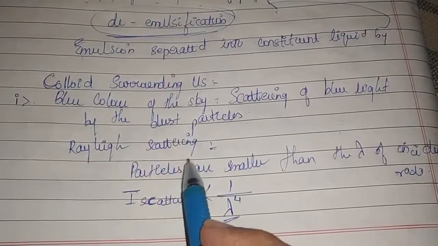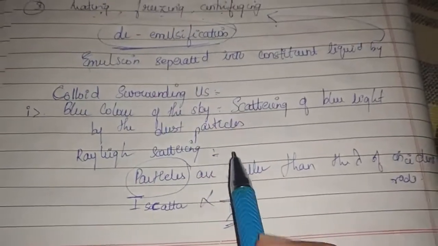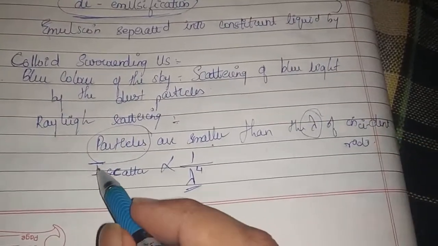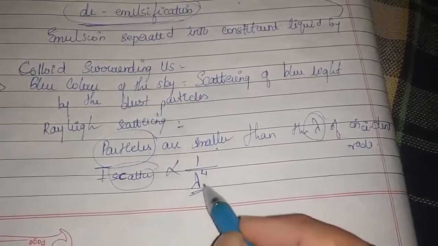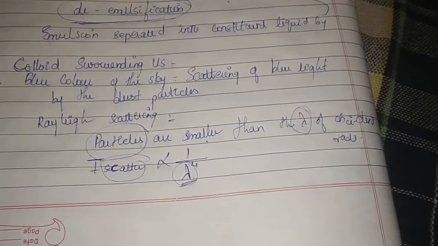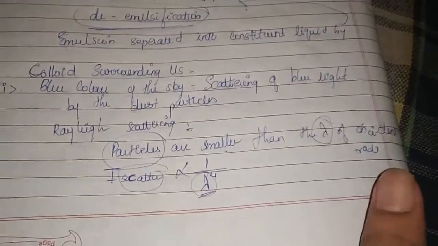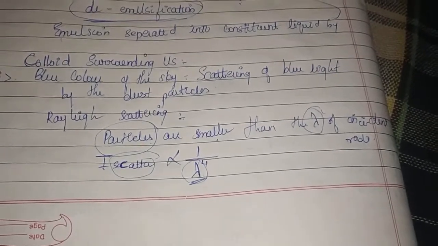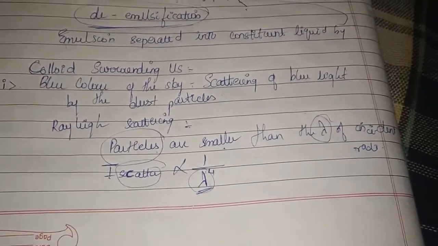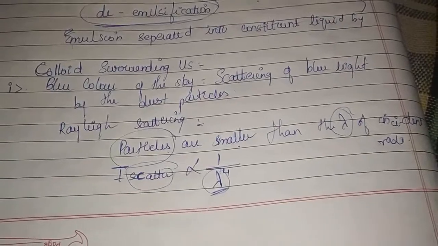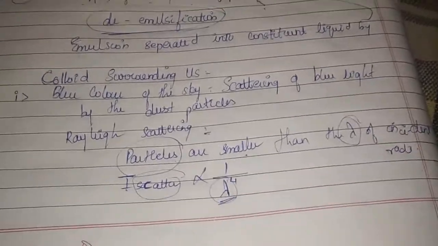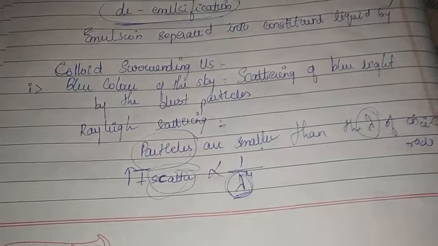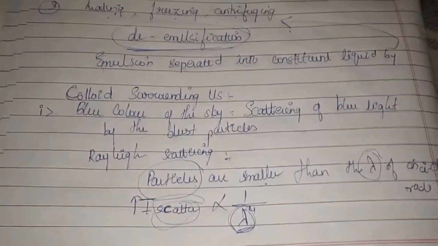So here, whenever the particles, that is our colloidal particles, are much smaller compared to the wavelength of the incident radiation, the scattering intensity will be inversely proportional to the wavelength. Using this concept, we can easily say why the sky appears blue. Since the blue color of the white light has a minimum wavelength, it shows more intense scattering. Since the wavelength is minimum, the intensity of the scattered light will be more, and that is the reason the sky appears blue in color.